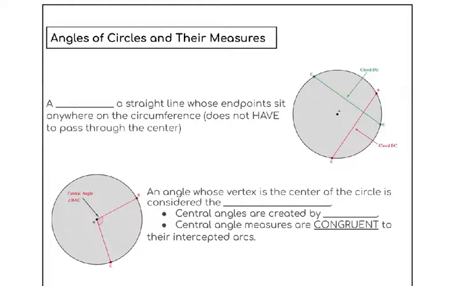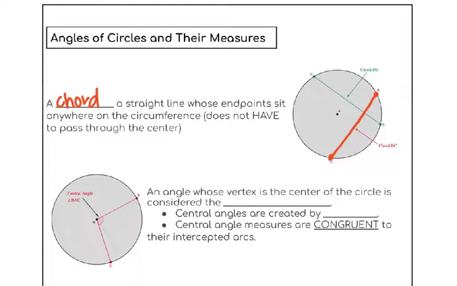So, we're going to start by talking about a straight line whose endpoints are anywhere on the circumference, but they don't have to go through the center. Whereas if it did go through the center, that would be called the diameter. But this is not. This is called a chord, because it does not go through the center. Okay, so that's important to know because we're going to be finding the lengths of chords later.